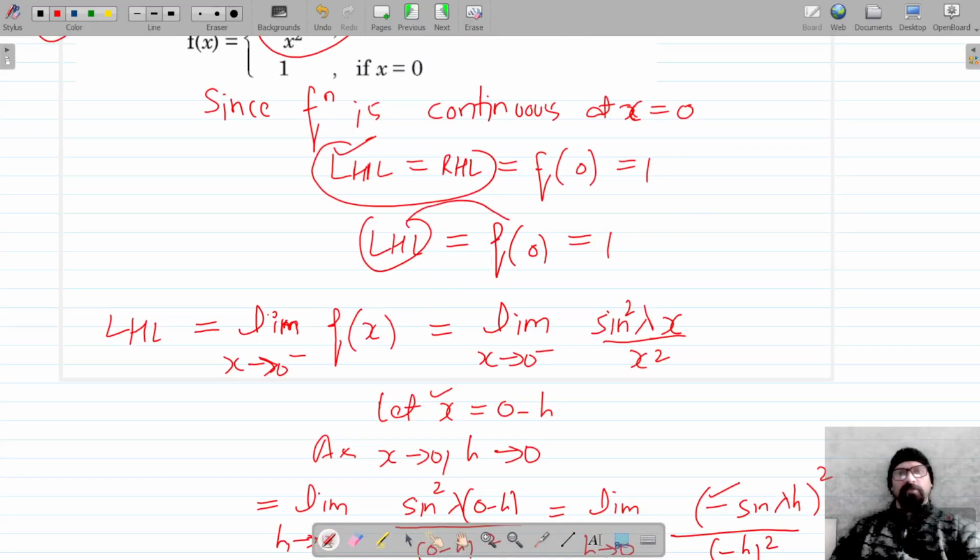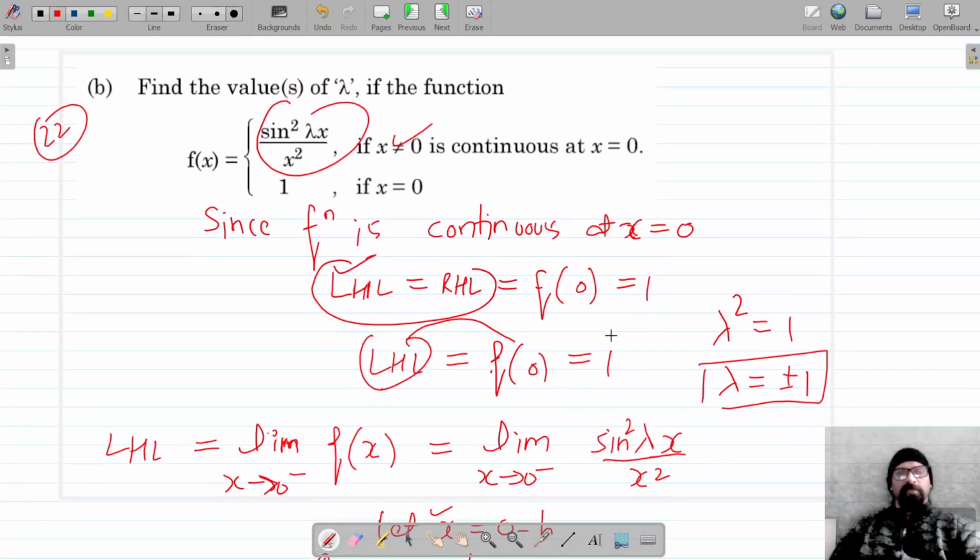So let me equate these. So the left hand limit is lambda square, and the value of f of 0 is 1. So lambda is equal to plus minus 1. So that is the value of lambda, equal to plus minus 1.